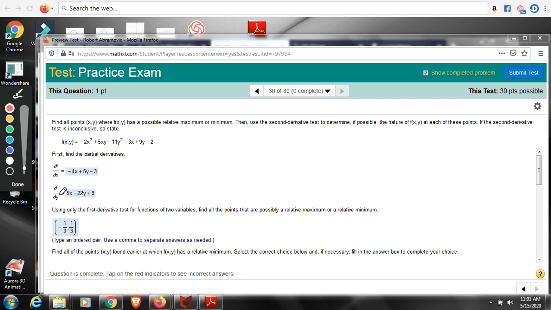The partial of f with respect to y is the same thing, but now we would treat x as a constant. This is constant. Its derivative is just 5x times y, so its derivative is 5x, the coefficient of y. Derivative of negative 11y squared is negative 22y. This is constant because it does not depend upon y. 9y, its derivative is just 9. And of course, 2 is a constant, so its derivative is going to be 0 for both the partial with respect to x and the partial with respect to y.